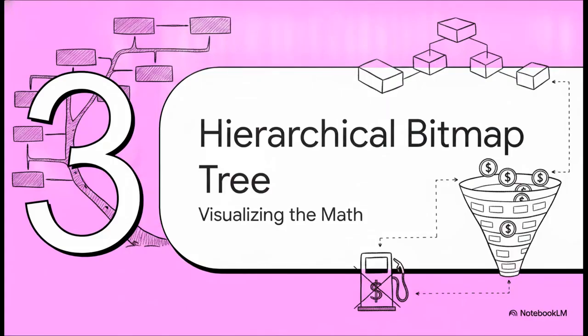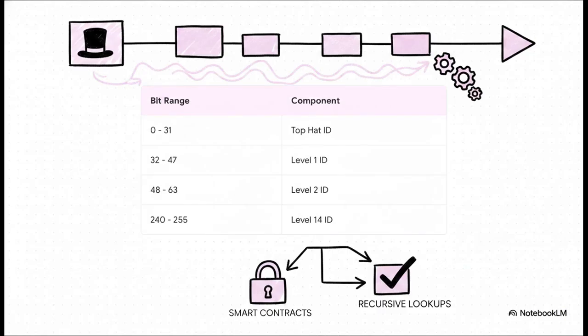Okay, moving to Section 3, the hierarchical bitmap tree, where we'll be visualizing the math behind all of this. The core mechanism making this all possible is purely mathematical. Now, storing complex organizational structures on the Ethereum blockchain can be astronomically expensive if you do it wrong, but HATS solves this so elegantly using a 32-byte ID. Think of this 32-byte ID as a digital map.